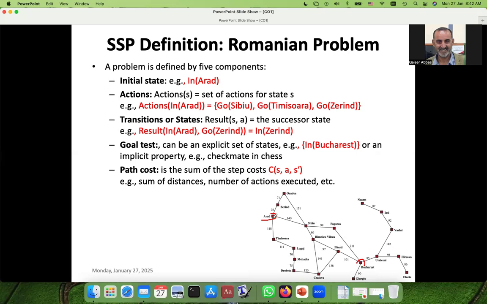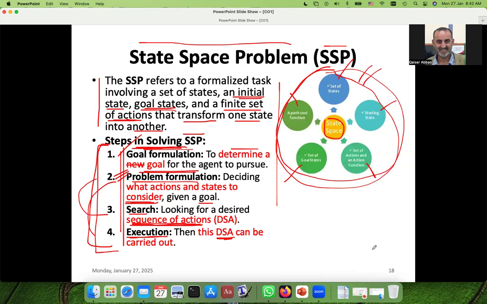Then I can write that I can go from Arad to Oradea, from Arad to Sibiu, and from Arad to Timisoara. From Oradea I can go to Zerind and to Sibiu. From Sibiu I can go back to Arad, back to Oradea, and on to Fagaras and Rimnicu Vilcea. In this way you will have to write all the actions. When you write all the actions and all the states, that is called problem formulation. And then search, looking for a desired sequence of actions.